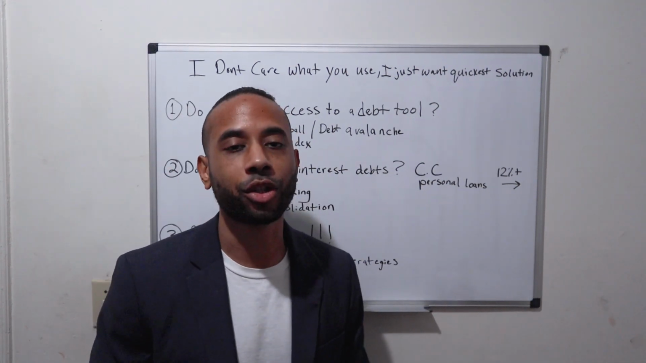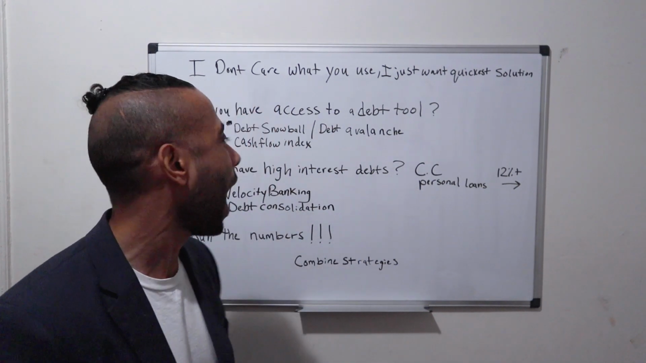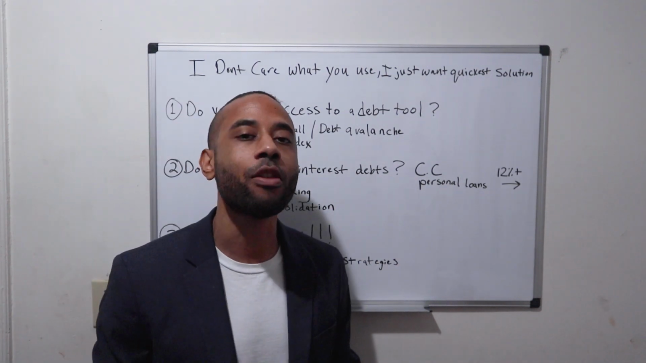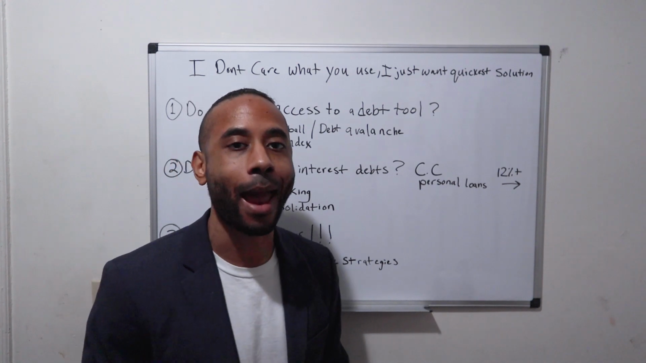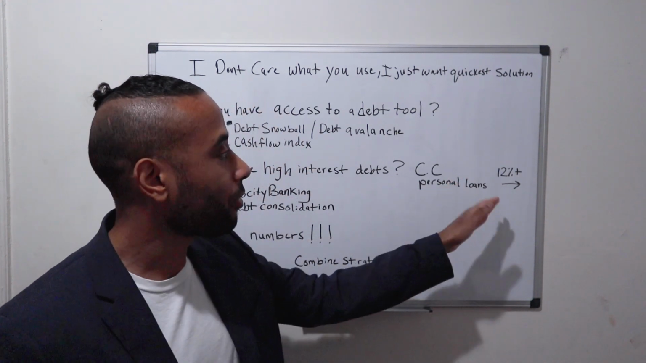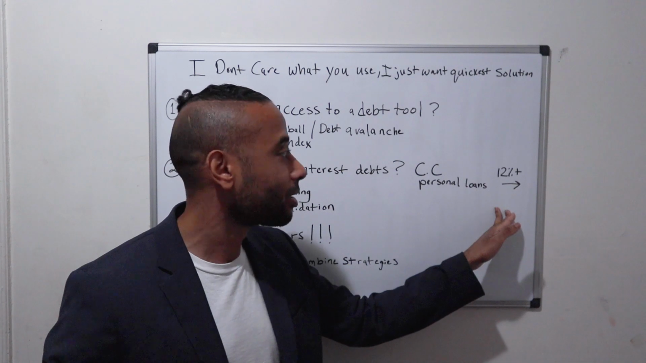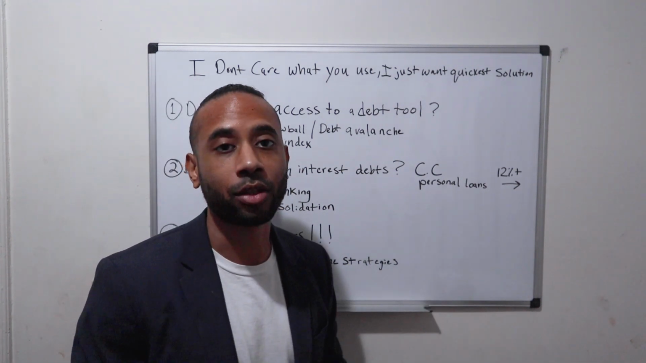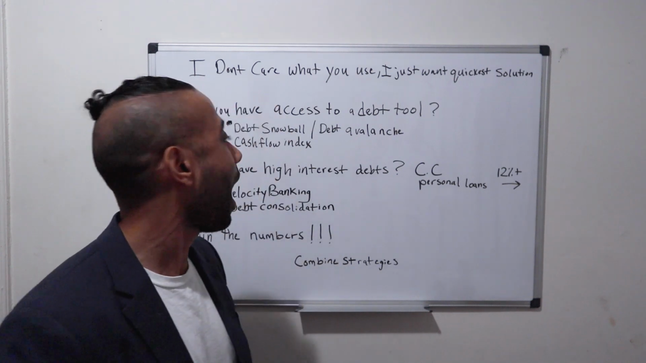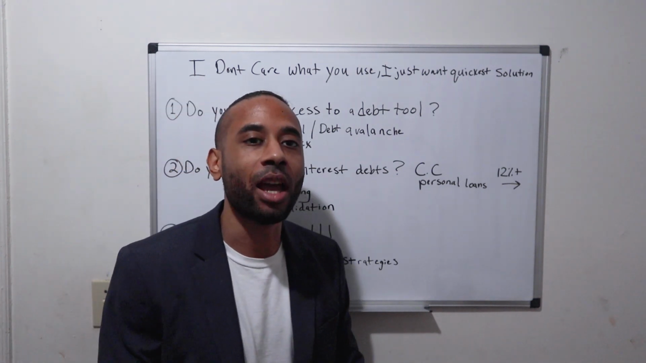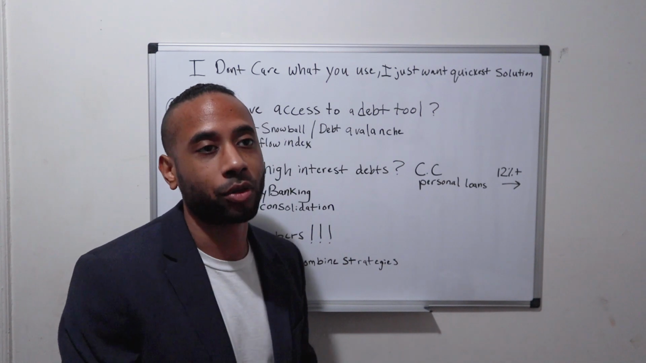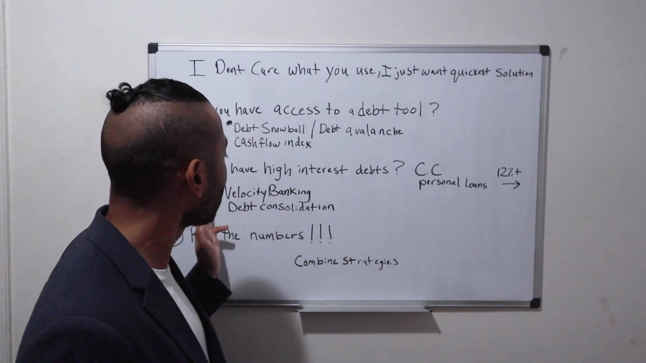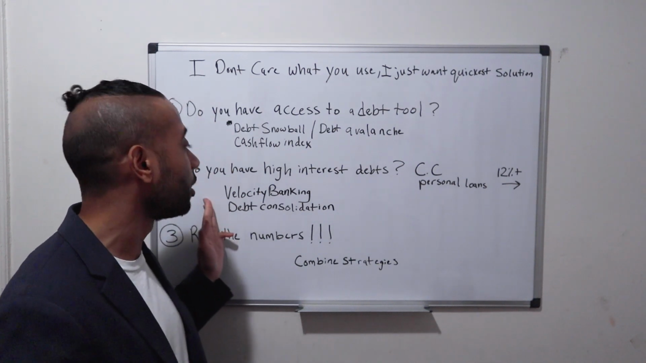Then question number 2 you have to ask yourself is, do you have any high interest debts? And usually this is going to come in the form of credit cards and personal loans. So my recommendation and my guidelines is that if you have a personal line of credit that is 12% or higher, I would consider that high interest debt. And we want to be able to convert that to lower interest debt, and that's where velocity banking comes into play. So that's one of the main strategies that we focus on in this channel.